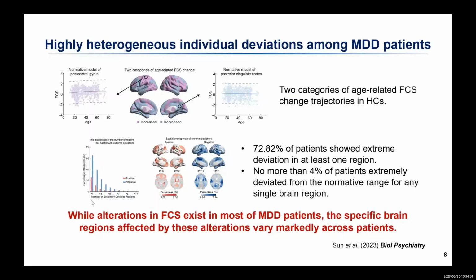For the individual deviations among MDD patients, we calculated the number of extremely deviated regions for each patient. We found more than 17% of patients showed extreme deviations in at least one brain region. We also calculated the percentage of patients who had extreme deviations in each brain region. We found for any single brain region, no more than 4% of patients extremely deviated from the normative range. These findings suggest that while alterations in FCS exist in most MDD patients, the specific brain regions affected by these alterations vary markedly across patients.